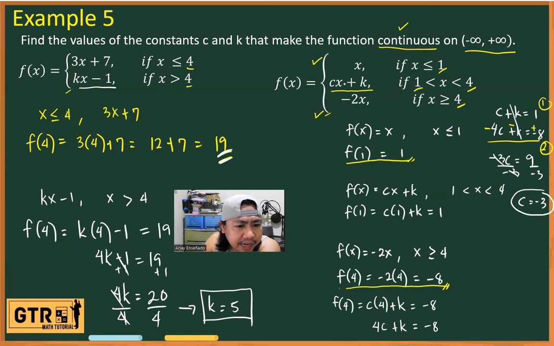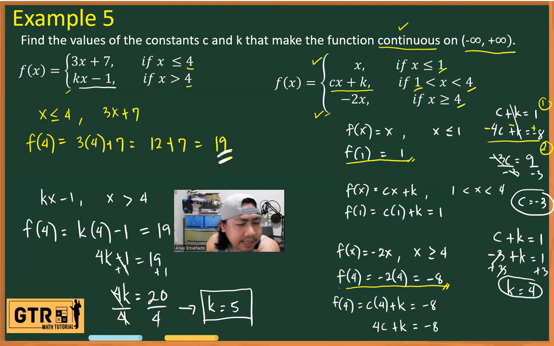Okay, so if c is negative 3, then continuous na itong dalawa. So ito naman kabila, solve for k. So just substitute c in equation 1 or equation 2. So let's substitute in equation 1. We have c plus k equals 1. Therefore, substitute c equals negative 3. We have negative 3 plus k equals 1. And then add 3 to both sides. So cancel this. So therefore, k is equal to 4. Okay, so that's the final answer.